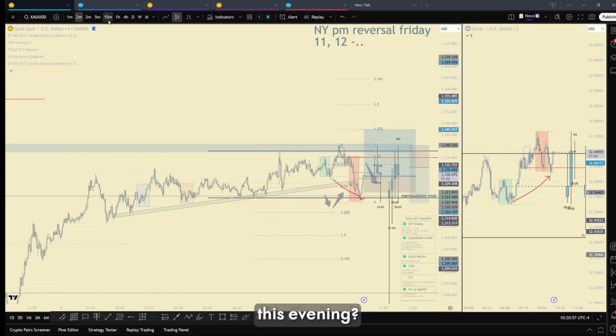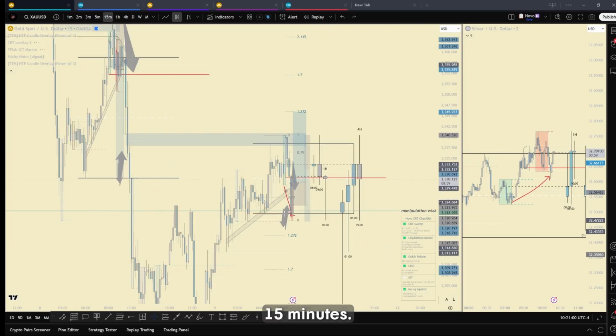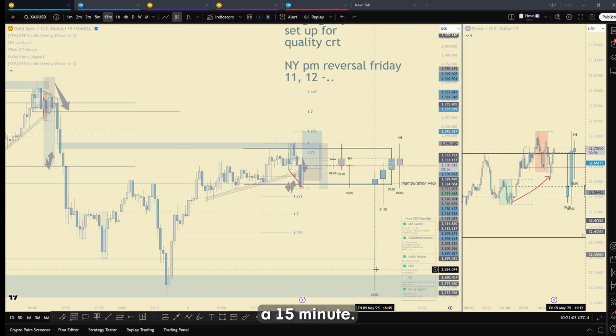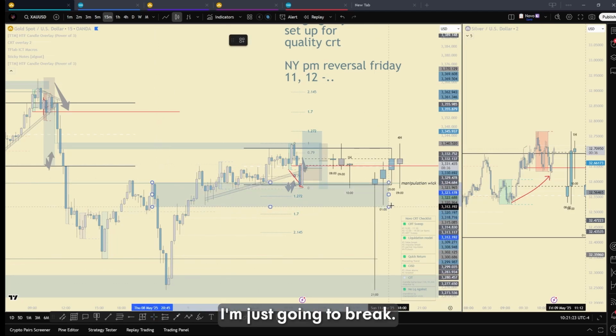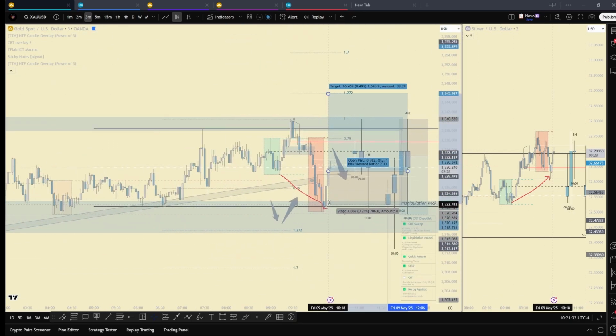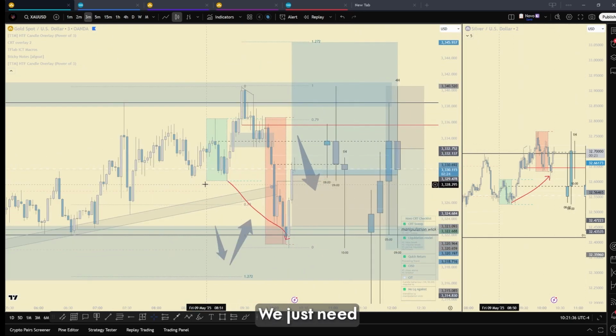How deep is the sweep on the 15 minutes? This is like a 15-minute turtle soup. Yeah, we're just playing with this break block. Holding up there. Honestly, price can play this FVG. It cannot really happen yet because this candle hasn't closed.